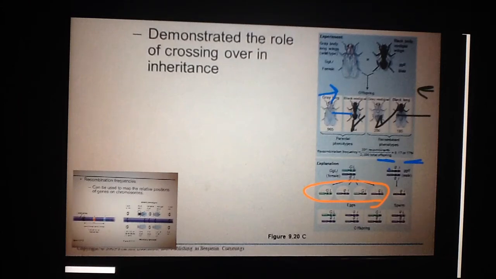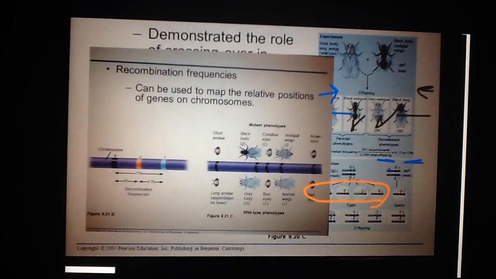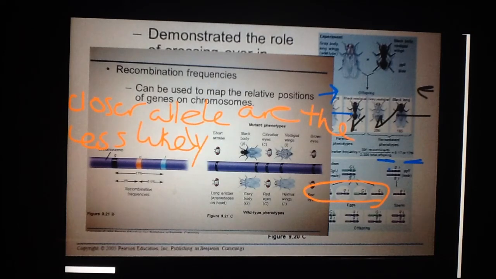And by having that occur, it allowed for offspring to form that would have that crossed over, different phenotype. And by looking at how often the crossing over occurs between 2 alleles, you can tell how close they are on a map. So in short, the closer alleles are, the less likely crossing over is to occur between them. And we'll do some practice problems with this in class.